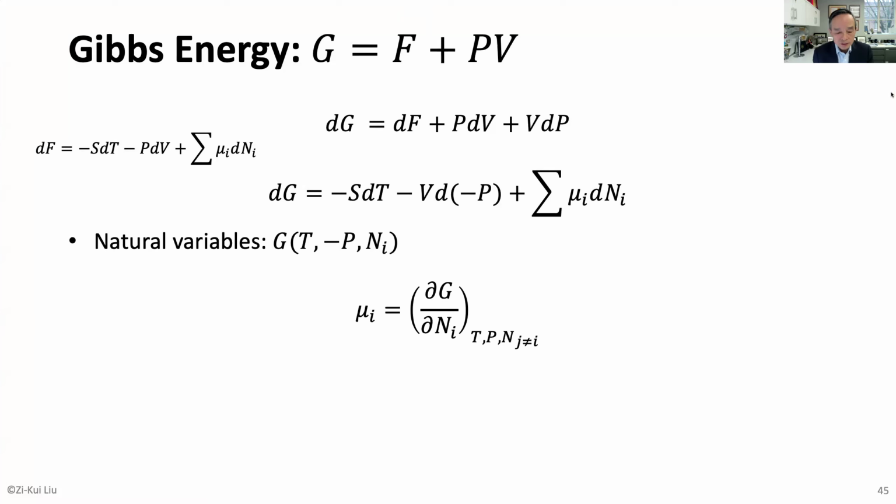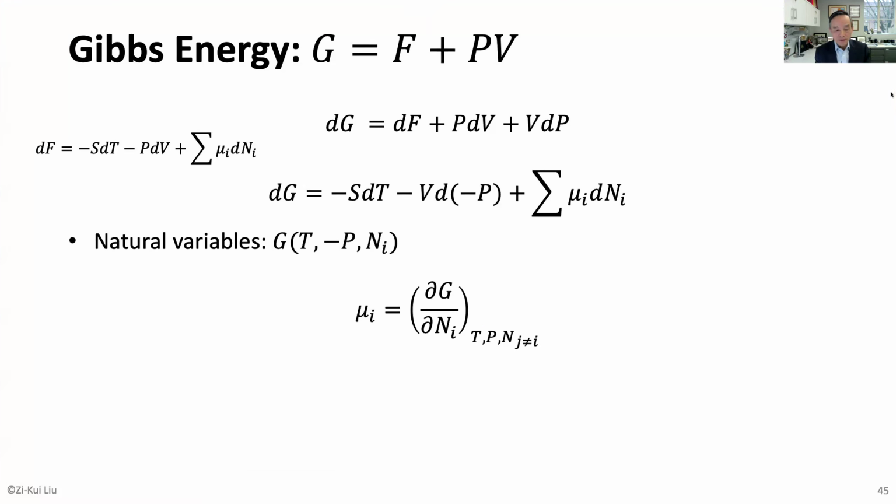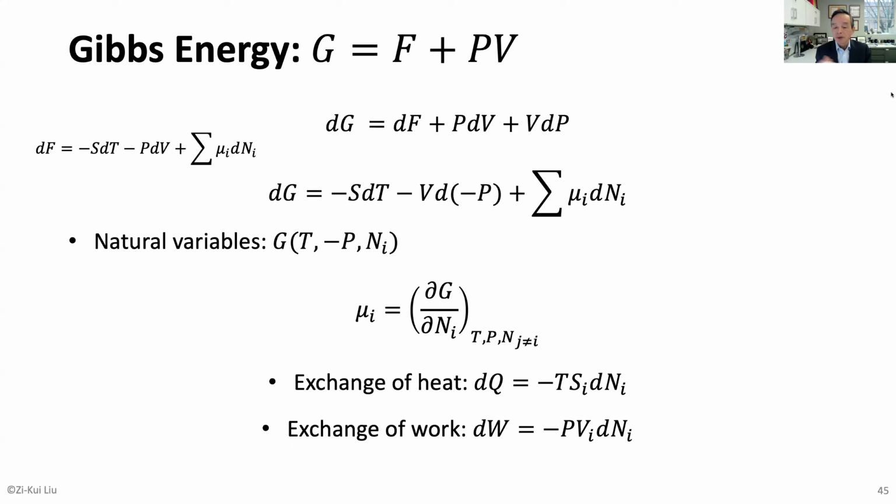Okay, now we do the chemical potential. It's the Gibbs energy derivative with respect to Ni. Now we fix temperature and pressure and add other components. Because we fix temperature, we have to exchange heat. We fix the pressure, so we have to change the volume, and that means we also have to do work. Both of them have to be exchanged to keep this condition. Of course, that's typically how we do experiments.